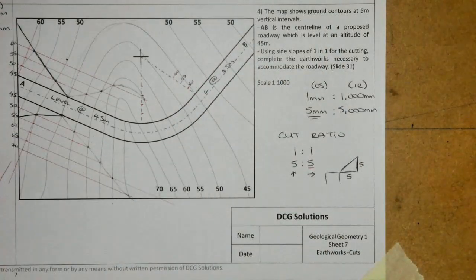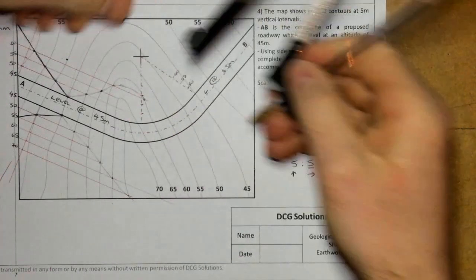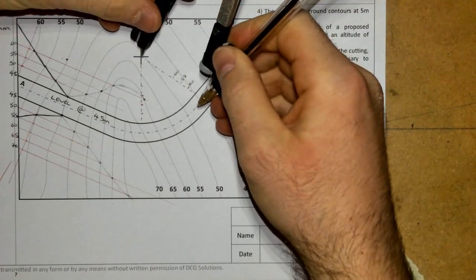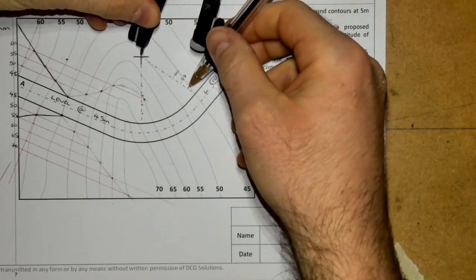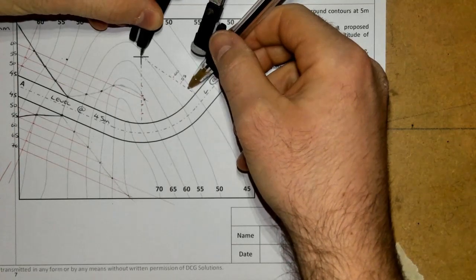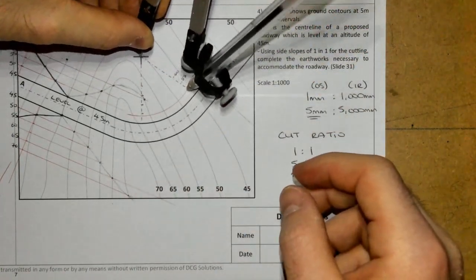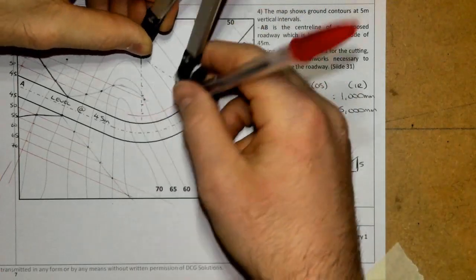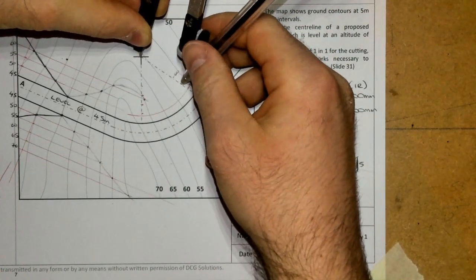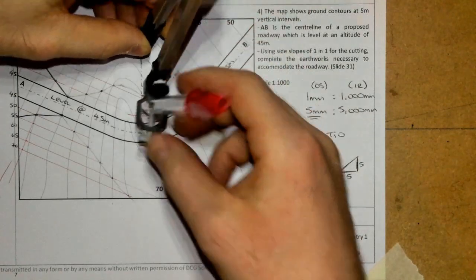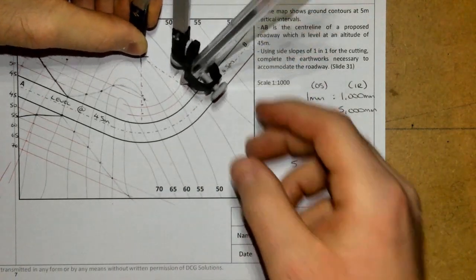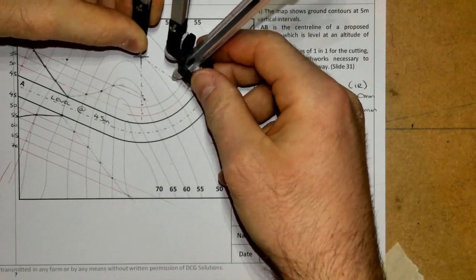Okay, and what we're actually going to do now is plot those points. So using your compass and with the rotational point, you're going to mark it onto the 50 one here, and we're going to do an arc nice and easy. Then the next one is the 55 arc. And then the next one, the 60.